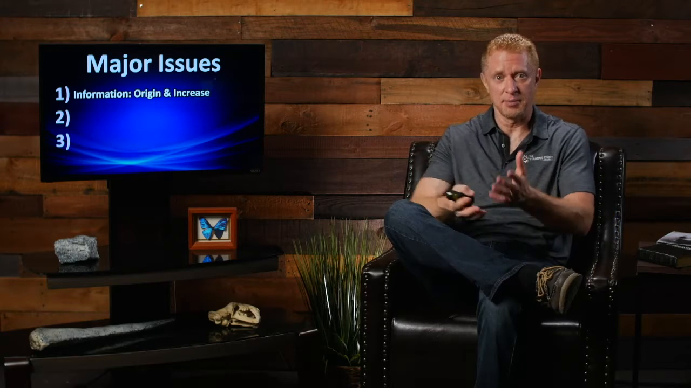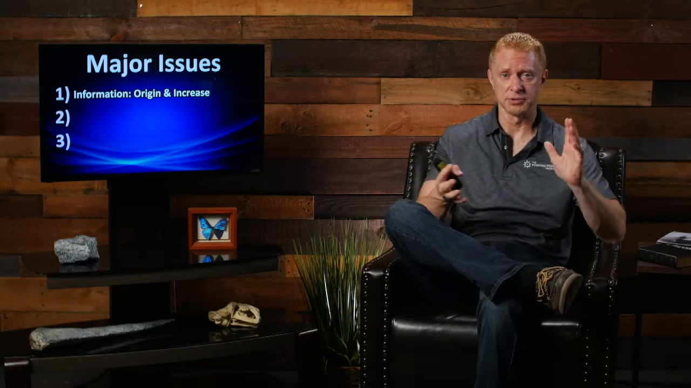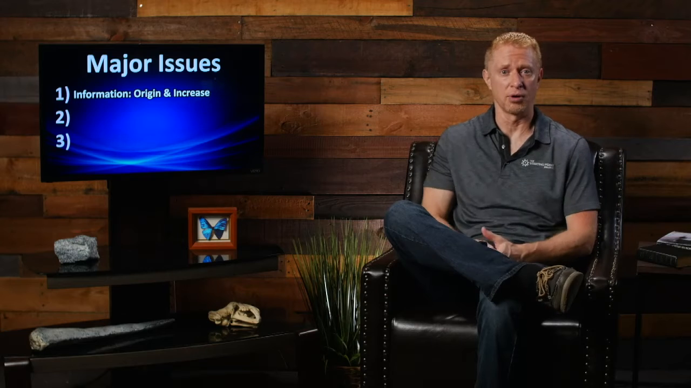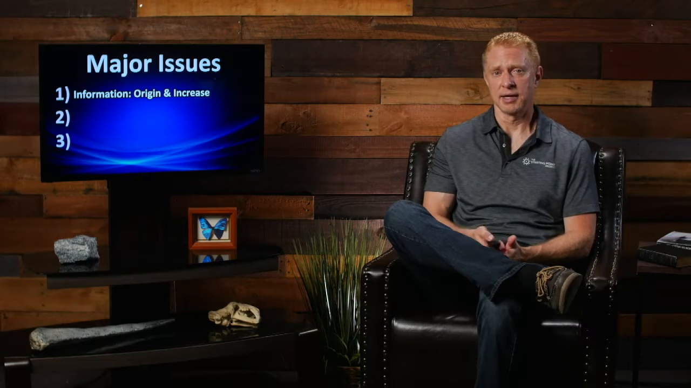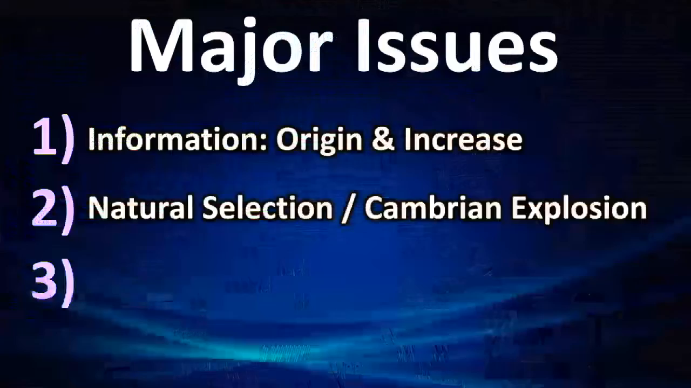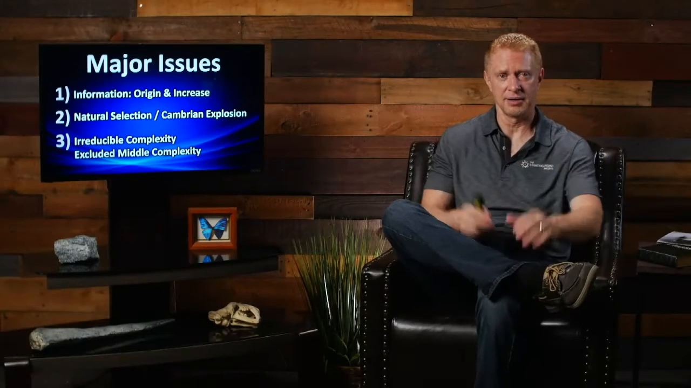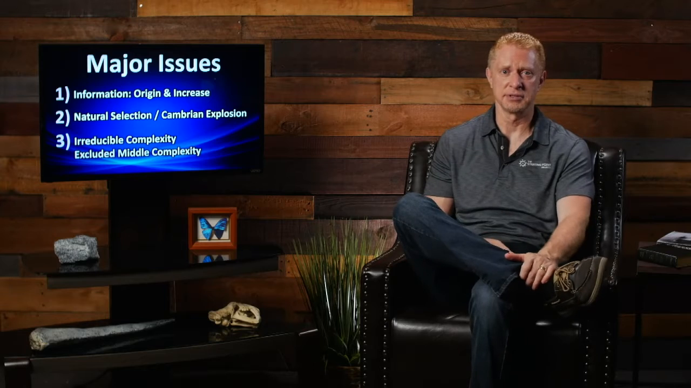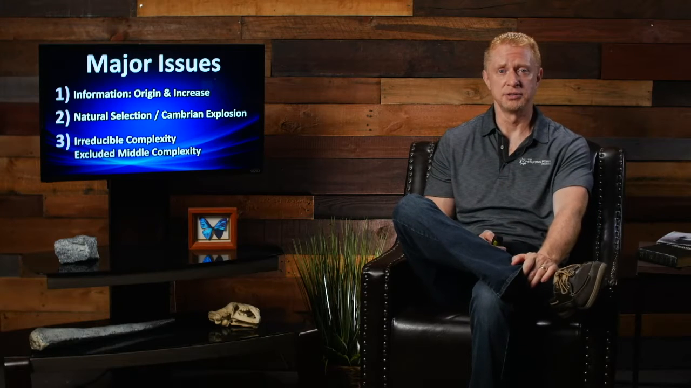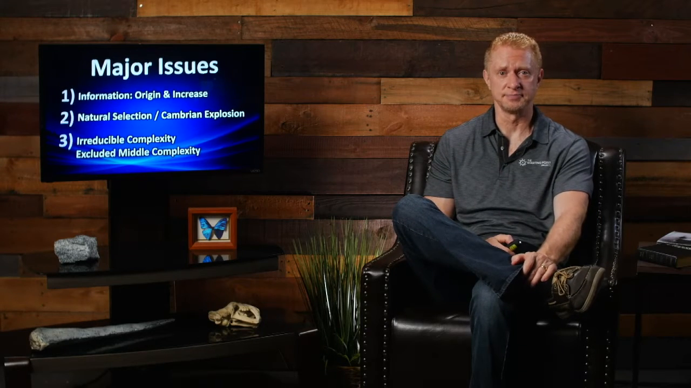And then once you have some, how do you get more and more over the supposed evolutionary history of almost 4 billion years? Secondly, we talked about natural selection and something called the Cambrian explosion. And then we talked about irreducible complexity and excluded middle complexity, the second of which is something I made up, but it was kind of an interesting show. Again, if you haven't seen them, go to the archive page and take a look when you get a chance.